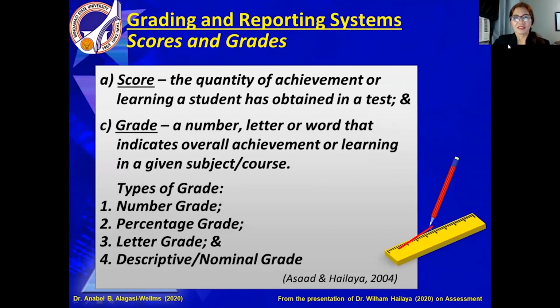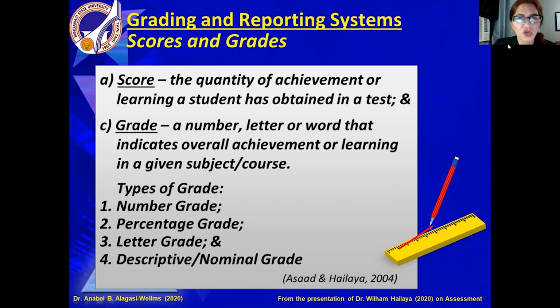All right. So we now proceed to the scores and grades. Now the grading and reporting systems. Just allow me to present based on my exposure, but you may or may not adopt this in your respective classrooms. But my point here is whatever is the standard that your institution requires, you have to follow that.